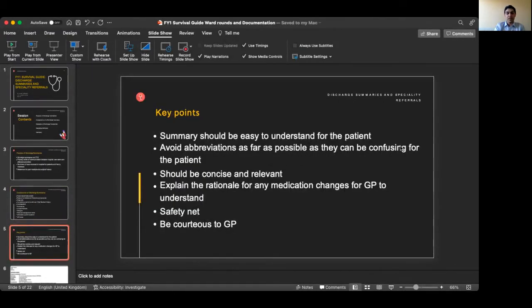So what are the key points when writing a discharge summary? Remember, the key term is summary, so you don't want to write a long essay. A discharge summary should be written in around 15 to 30 minutes.